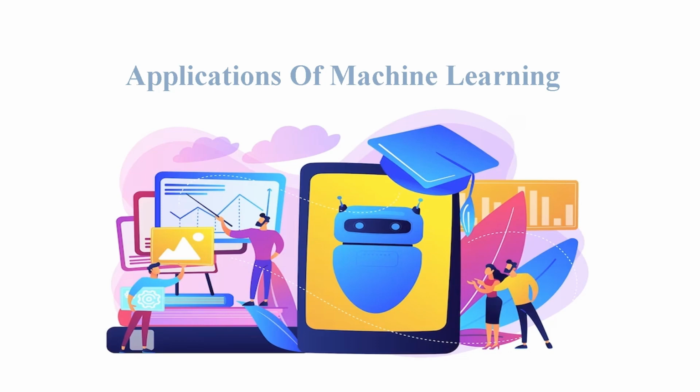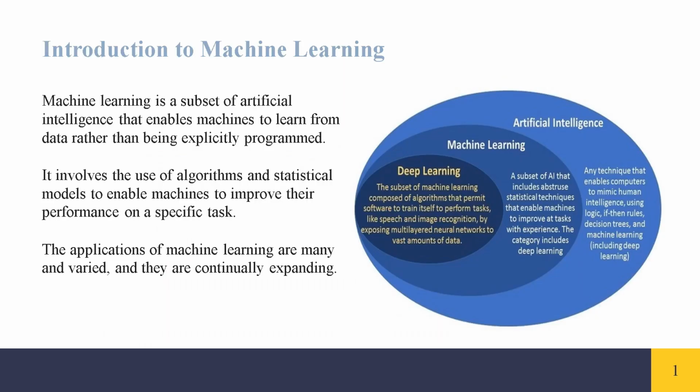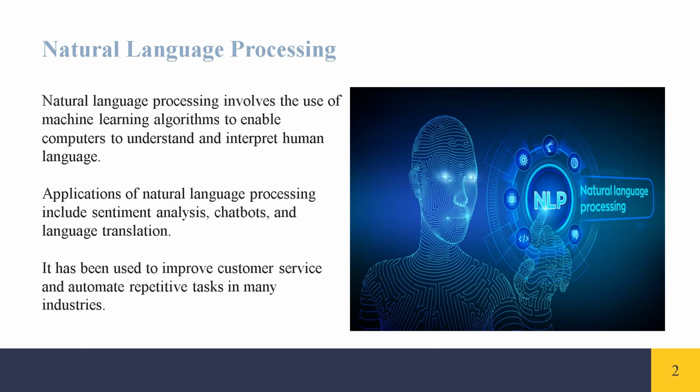Hello, today we are going to learn about applications of machine learning. Machine learning is a subset of artificial intelligence that enables machines to learn from data rather than being explicitly programmed. It involves the use of algorithms and statistical models to enable machines to improve their performance on a specific task. The applications of machine learning are many and varied, and they are continually expanding.